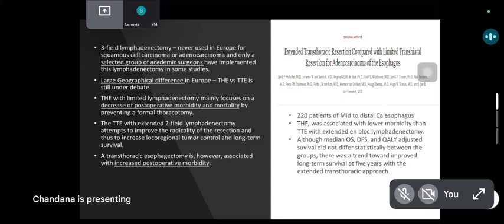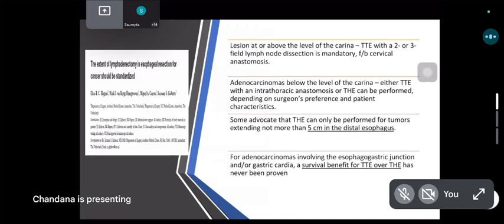And transthoracic esophagectomy is, however, associated with increased post-operative morbidity. Even the study of extended transthoracic resection compared with limited transhiatal resection for adenocarcinoma of the esophagus said the same: that transhiatal was associated with lower morbidity, and transthoracic with an extended lymphadenectomy with higher morbidity.